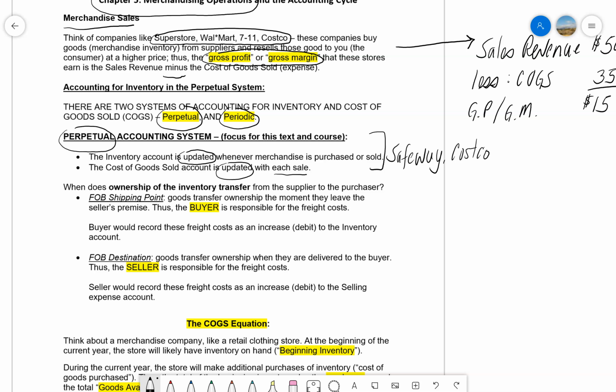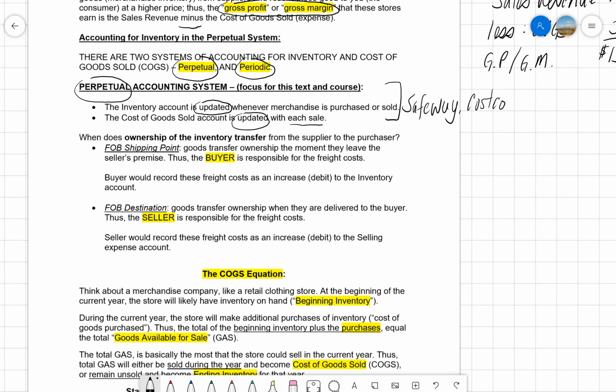A periodic system, think about that as your small corner store. In your neighborhood, there might be a corner store. Whenever you go and buy something, the receipt does not give you a breakdown of exactly what you bought. It might just say item 1, item 2, item 3. That cash register is not connected to their accounting system, so their inventory is not going to be up to date, and their cost of goods sold is not going to be recorded at that point in time. So once again, our focus for this course will be on a perpetual inventory system.